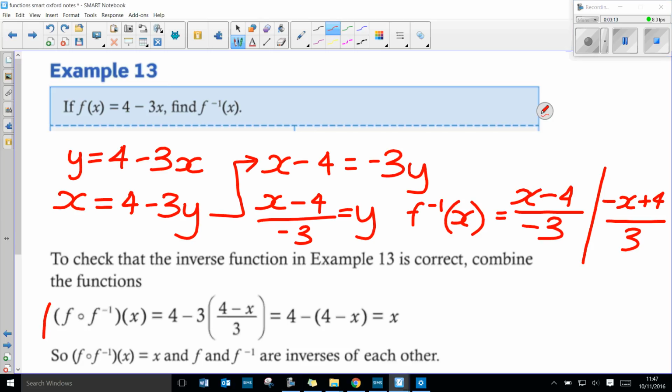If you see this, it indicates that it's a composite function, and you would have to input the answer that you got from over here, from the inverse, into the original function. So here they've put (4 minus x) over 3 into their original 4 minus 3x, and then if the answer is x, then it means that it's correct and they're inverses of each other.